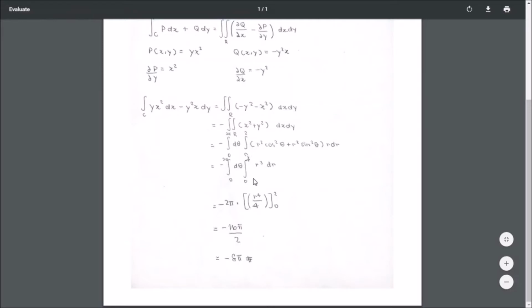After that, we integrate this equation, we get negative 2 pi r to the power of 4 over 4 evaluated from 0 to 2. We solve this form, we get negative 16 pi over 2. We simplify this, final answer is negative 8 pi.